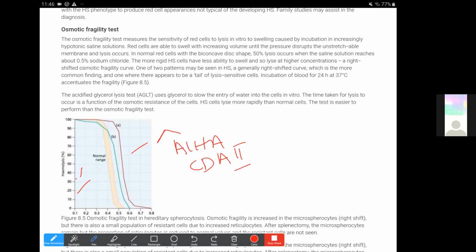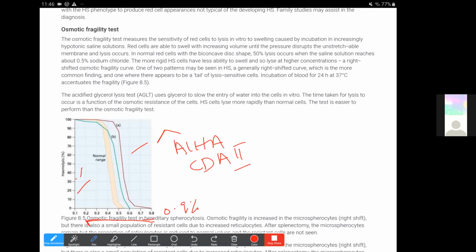So the principle behind this test is to detect the membrane sensitivity to lysis in vitro due to swelling caused by incubation in saline solutions of increasing hypotonicity. So as the sodium chloride falls from the normal 0.9% sodium chloride, as there is increasing hypotonicity, there will be lysis of cells.